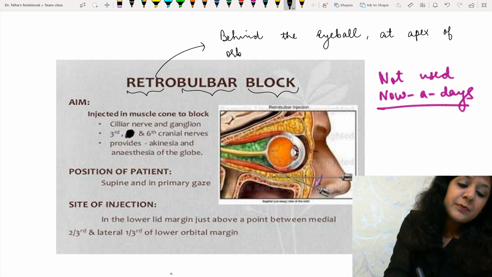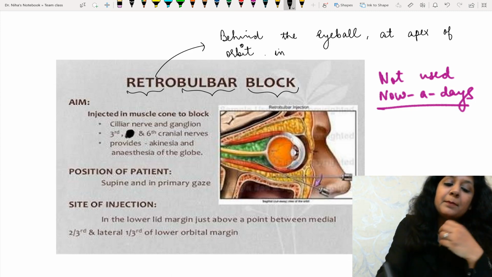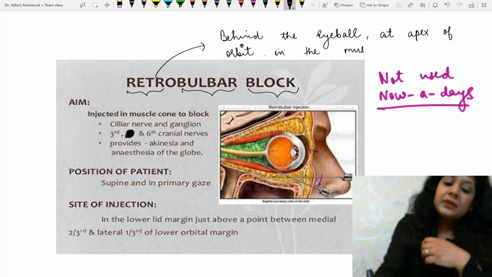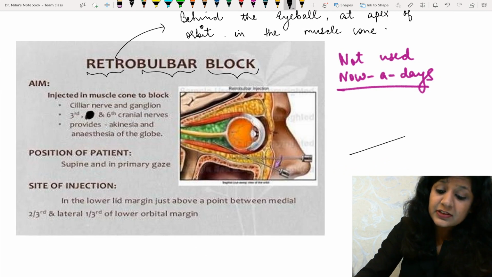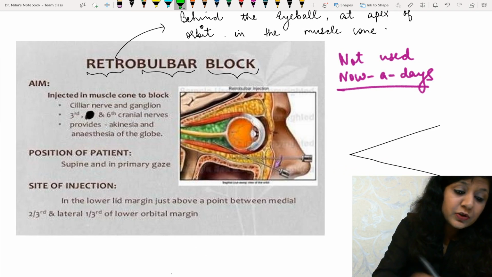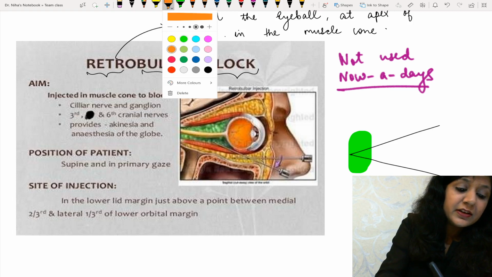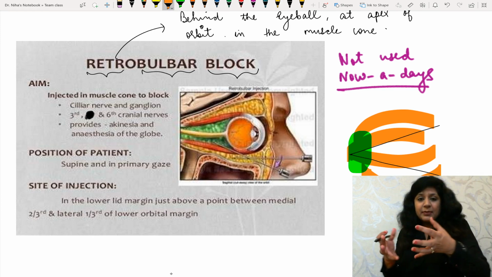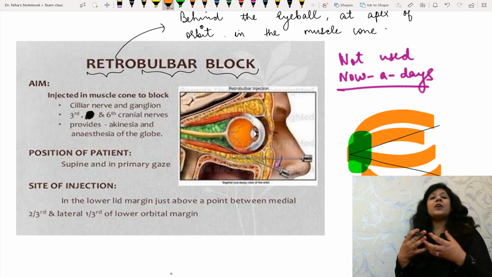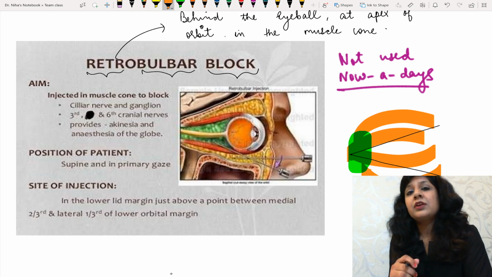We used to give this behind the eyeball at the apex of the orbit, basically in the muscle cone. Muscle cone. Do you know what is muscle cone? Muscle cone, that means if this is the orbit here, so here is the annulus of Zinn, and at the annulus of Zinn, there are so many muscles which are present here. So this hole is actually called the muscle cone, and that is why there was always a risk of damage to these extraocular muscles.